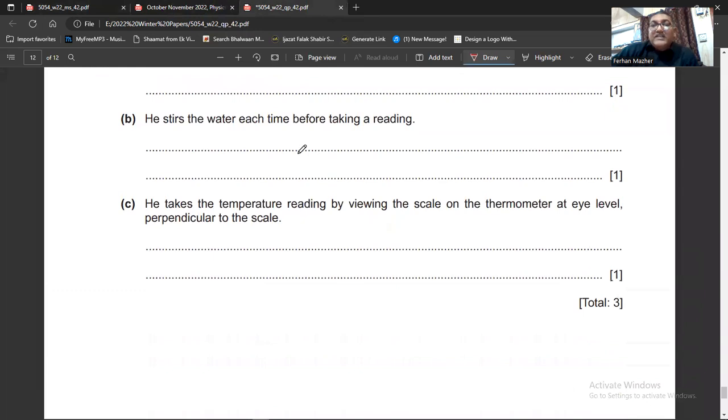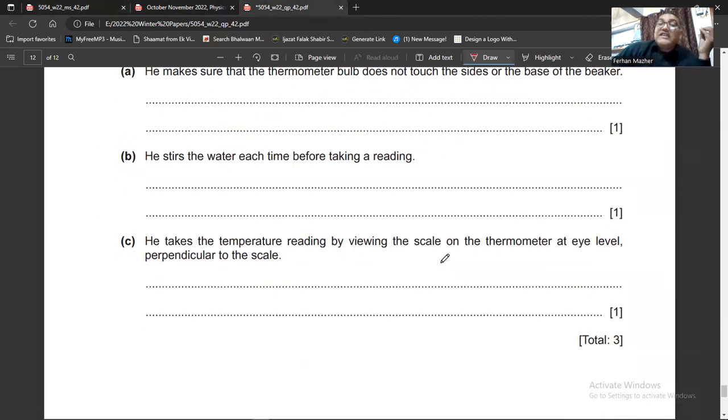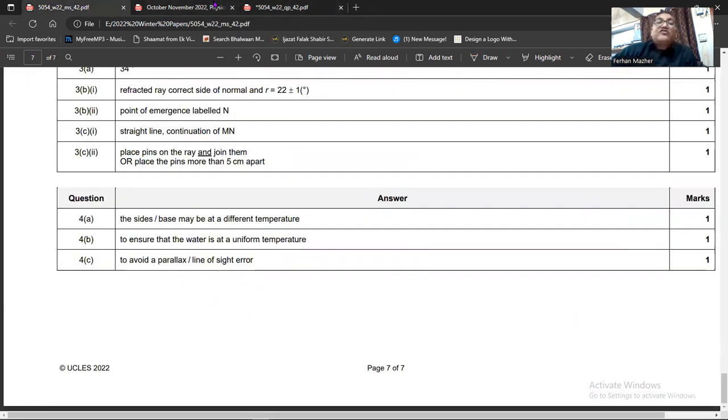Okay, so question number 4, it's C part. He says, explain why he takes the following steps to ensure that the values are accurate. He takes the temperature reading by viewing the scale on the thermometer at an eye level, perpendicular to the scale. You see, whenever you take a reading from a scale, your line of sight must be perpendicular to the scale. By doing this, you will be able to avoid the parallax error. If the line of sight is perpendicular to the scale, this helps to avoid parallax error.